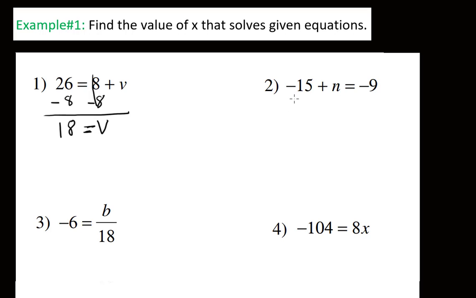Number 2 is negative 15 plus 1n equals negative 9. As you can see, the number is negative, so we use addition by adding 15 left and right. That's what it means in inverse operation. So negative 15 plus 15 is 0, then we have 1n equals negative 9 plus 15, which is 6.